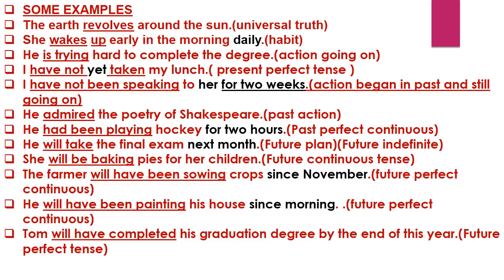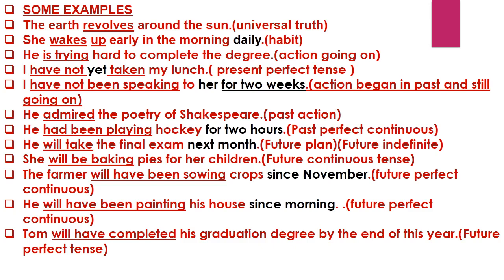Next is, he is trying hard to complete the degree. So this is present continuous tense. The action is going on. I have not yet taken my lunch. Yet is used and for a completed action we use present perfect tense. Then, I have not been speaking to her for 2 weeks. This is present perfect continuous: action started in the past and in the present it is going on.